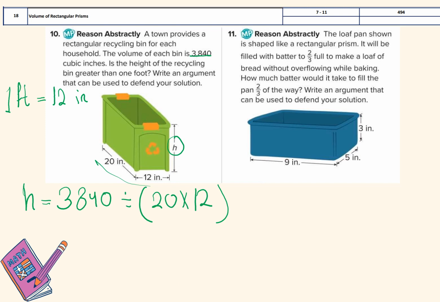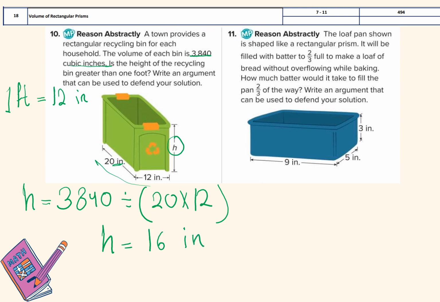Make sure that you are dealing with the same units. So here it is cubic inches, and as you see, the length is given in inches, the width as well. So the answer for that problem, after multiplying and dividing, is 16. So the height is going to be 16 inches.